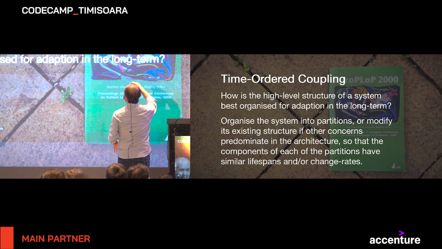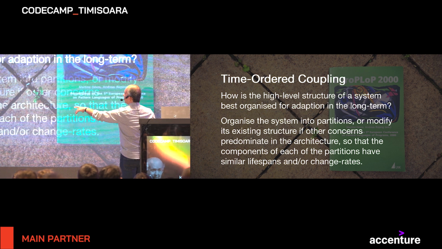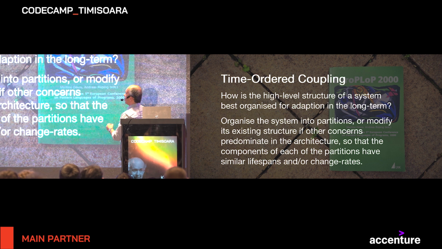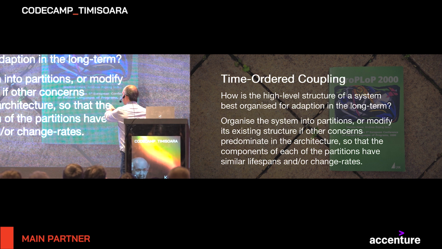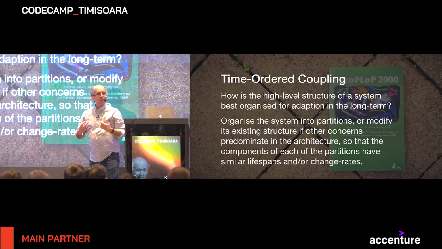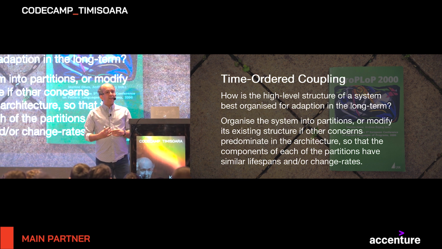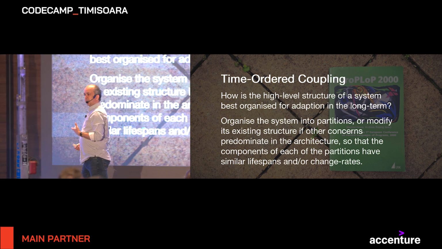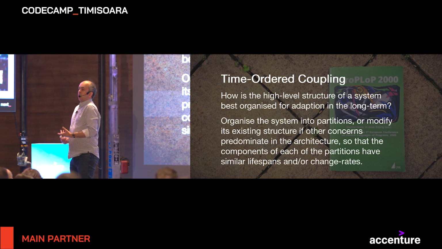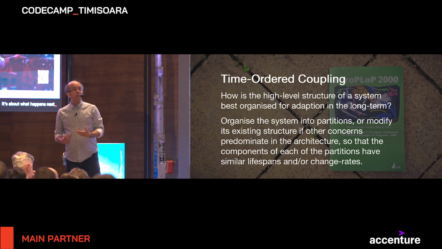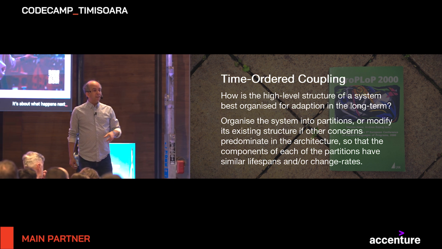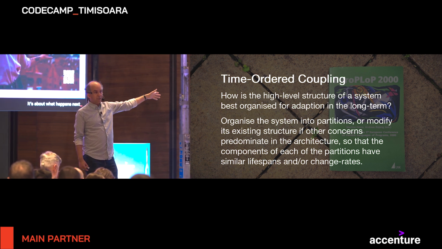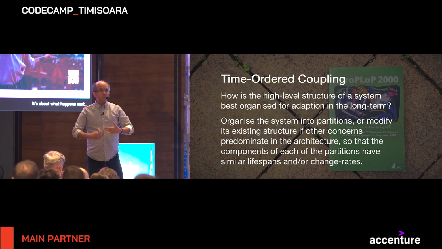How is the high-level structure of a system best organized for adaptation in the long term? Organize the system into partitions or modify its existing structure if other concerns predominate in the architecture so that components of each of the partitions have similar lifespans or change rates. Now notice here we started off with the idea that some of the partitioning of our system will be driven by who accesses it and how they communicate with one another. Nothing to do with the functionality. Here, we've got another criterion for partitioning that is nothing to do with the functionality. Okay? It is about how the system evolves.